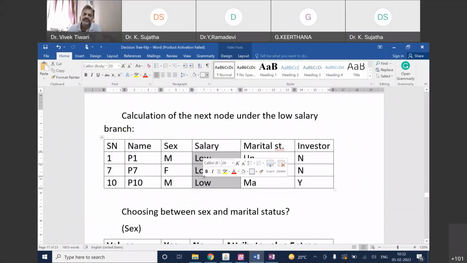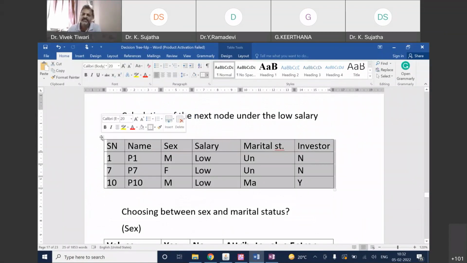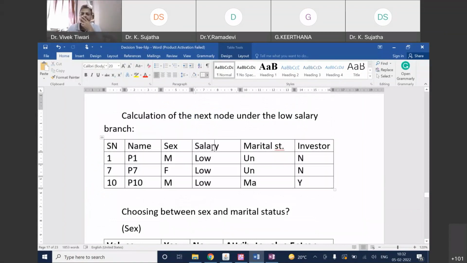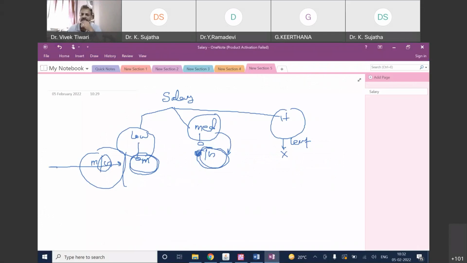So salary low is my objective. This is the complete data set, and now we have to work with it. What options do we have? We have gender and marital status. Agree that we have a confusion under the low about which is going to be the next node, gender or marital status. Is it clear to everybody? That is the question, and we have only two options. Agree or not, everybody?